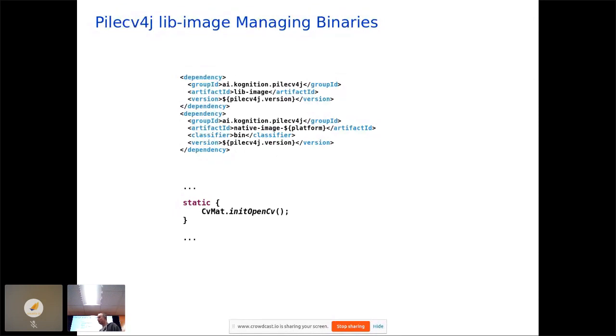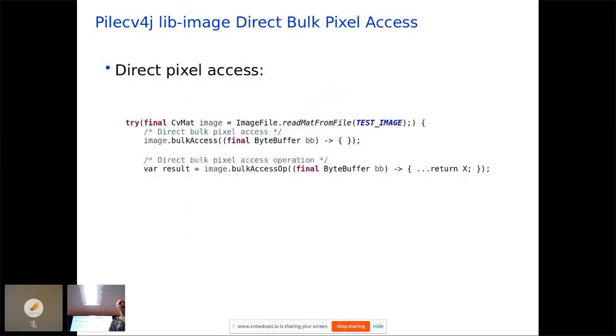So talking about this afterwards. Oh, sure. Okay, this is another thing that you can do with PileCV4J that you cannot do with OpenCV. You can get direct bulk pixel access. If you call this and pass a lambda that takes a byte buffer, it will give you a byte buffer that's a direct reference to the external memory. Then you can do what you want with it.